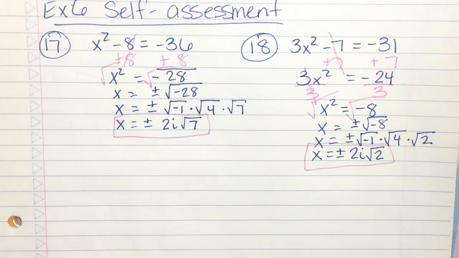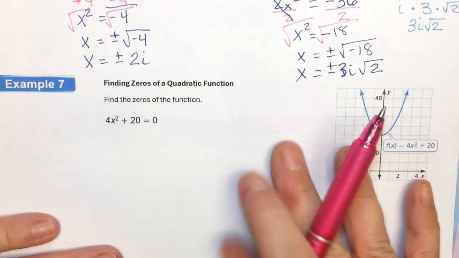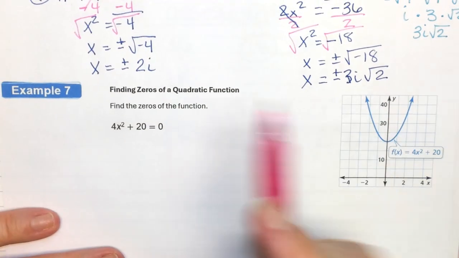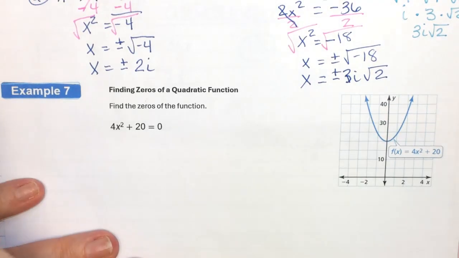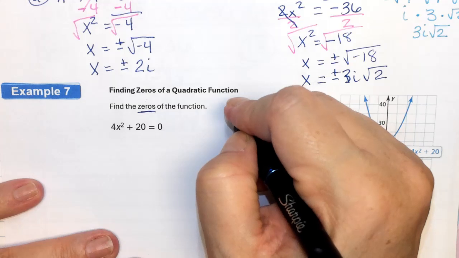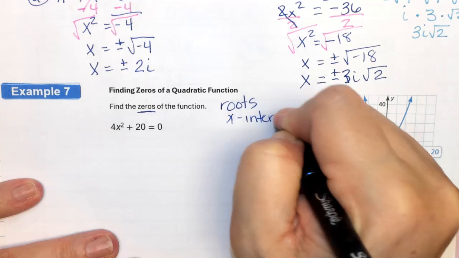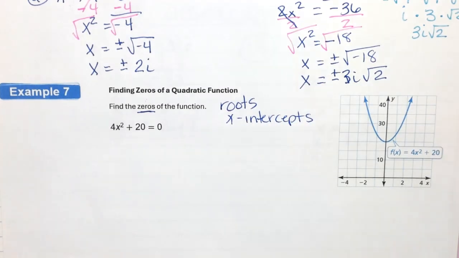All right, we have 1 type left, and this one isn't going to be too bad because it's something similar to what we did before. I just want to show it to you. I don't even have any self-assessment questions to go with it. Okay, so we have an equation again, but we have a graph. Remember I told you that the zeros are the same as your x-intercepts. Finding the zeros, we call them roots. We also call them x-intercepts. So if you hear any one of those 3 words, know that they all mean the x-intercepts.